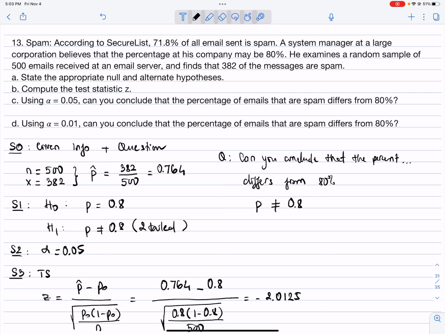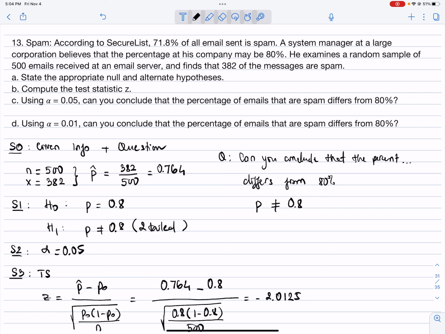He examines a random sample of 500 emails received at an email server and finds that 382 of the messages are spam. Then A. State a preliminary null and alternative hypothesis. B. Compute the test statistic. C. Use alpha 0.05 and then use alpha 0.01. Can you conclude that the percentage of emails that are spam differs from 80%?